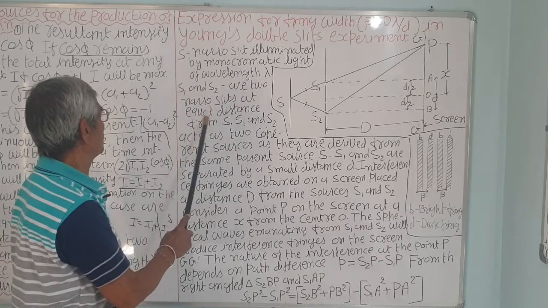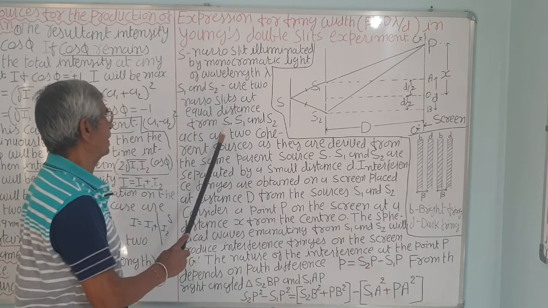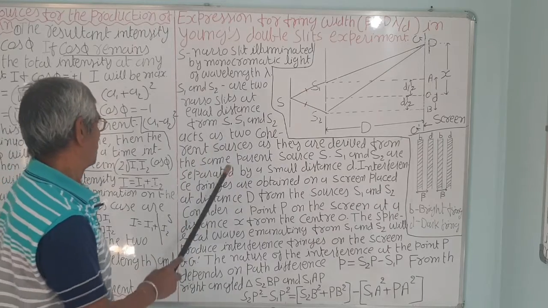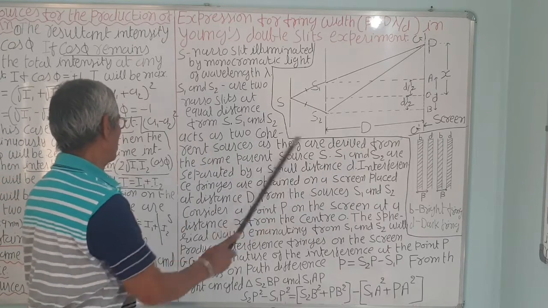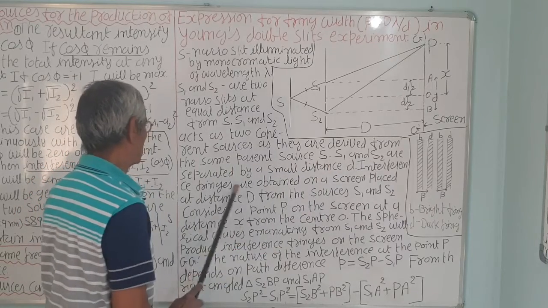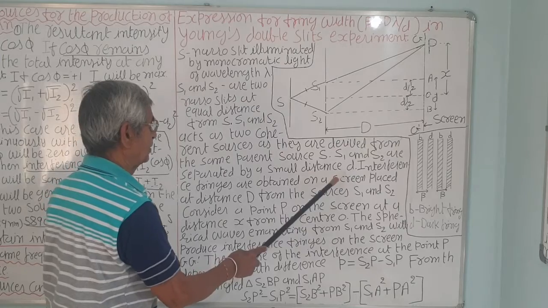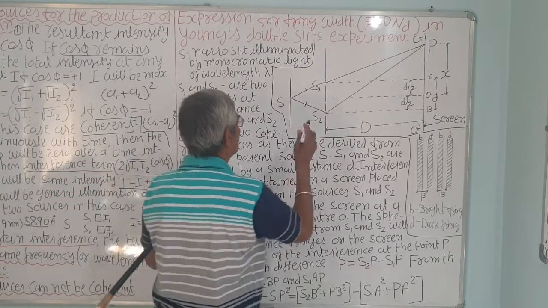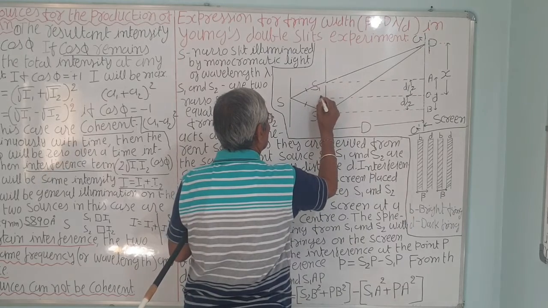S1 and S2 are the two narrow slits at equal distances from S. That is, S1 and S2 act as two coherent sources, as they are derived from the same parent source, as I have told you. S1 and S2 are separated by a small distance d. The distance between these two is d, the slit distance. Remember, this is d.